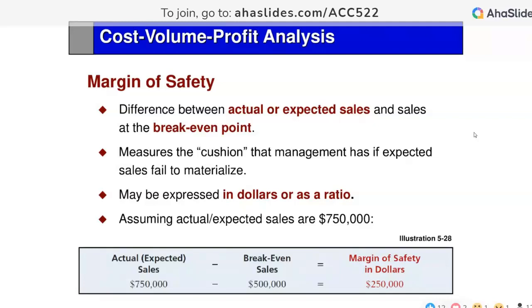Now we look at another concept. And this concept is kind of relevant to our economic environment today.